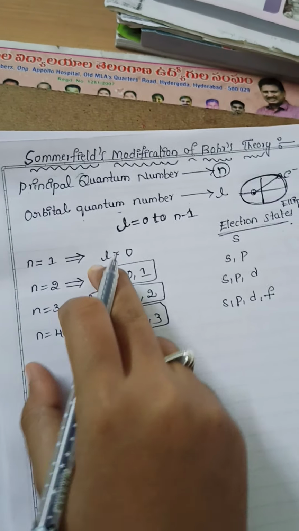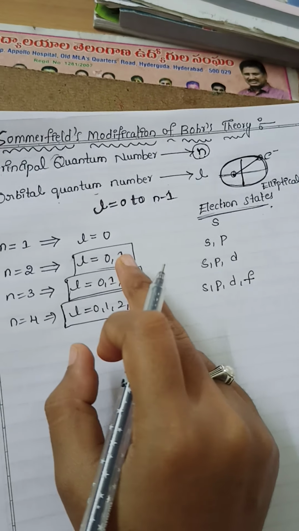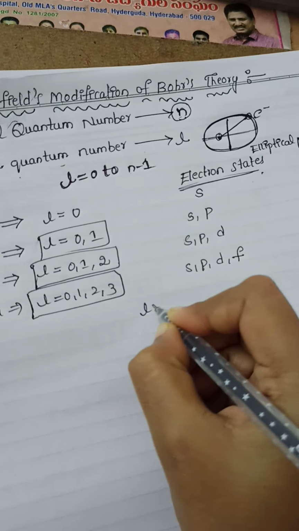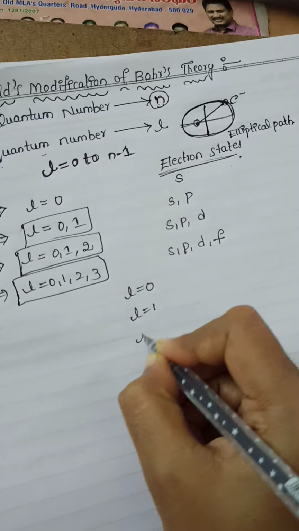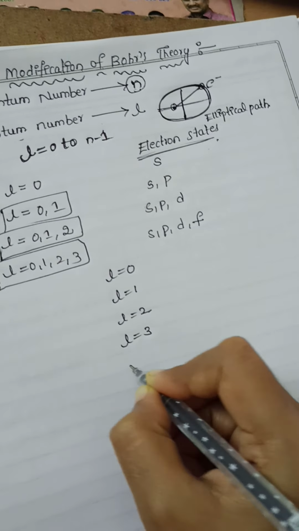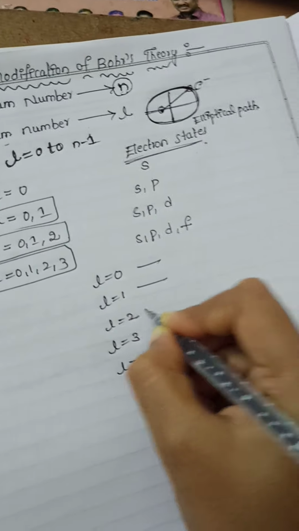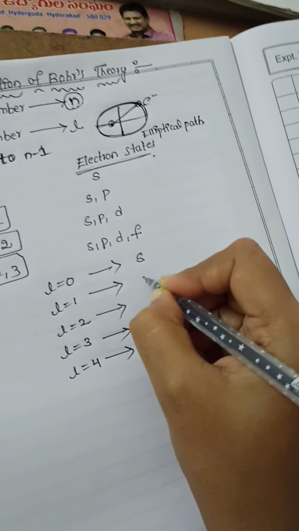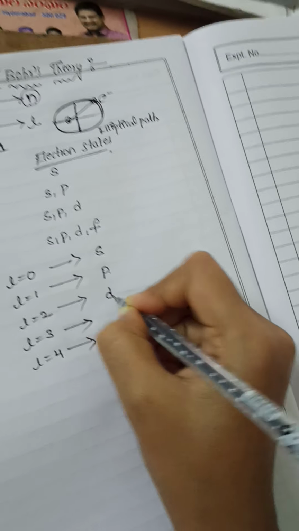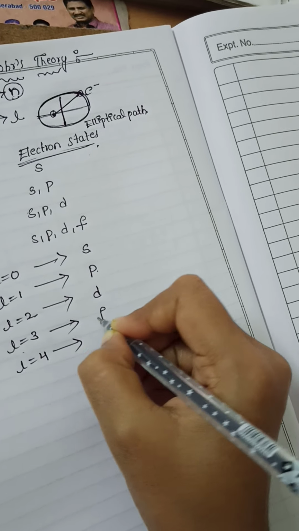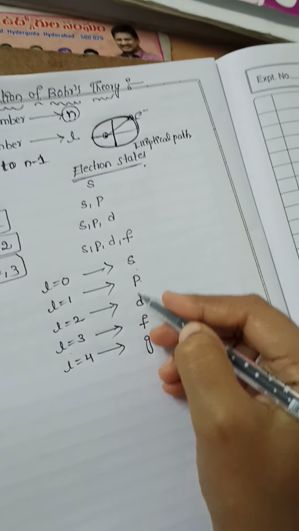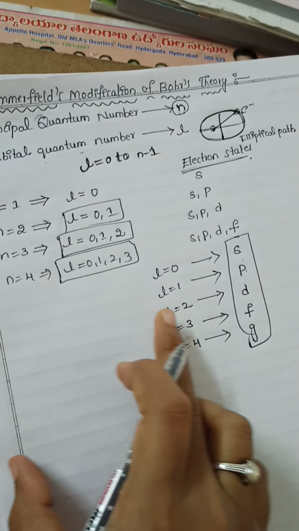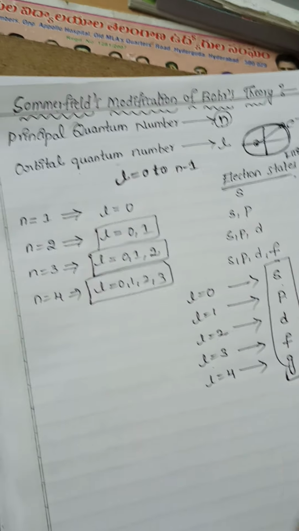And he has given the electron states of the nucleus: if L is equal to 0, it is an s orbital. If L is equal to 1, it is a p orbital. If L is equal to 2, it is a d orbital. If L is 3, it is f, and if L is 4, it is g. So s, p, d, f, g are the corresponding orbitals according to the value of L.